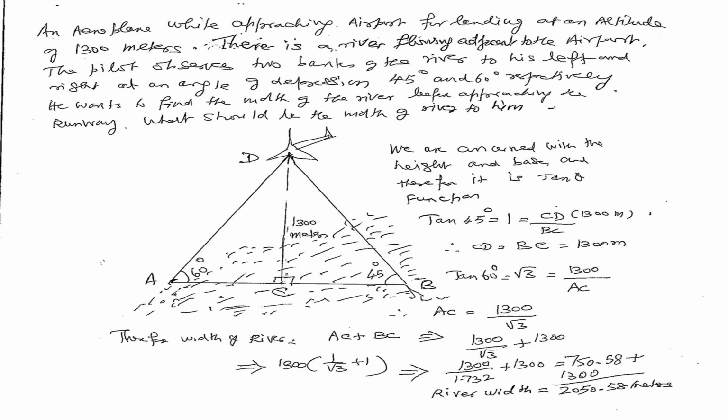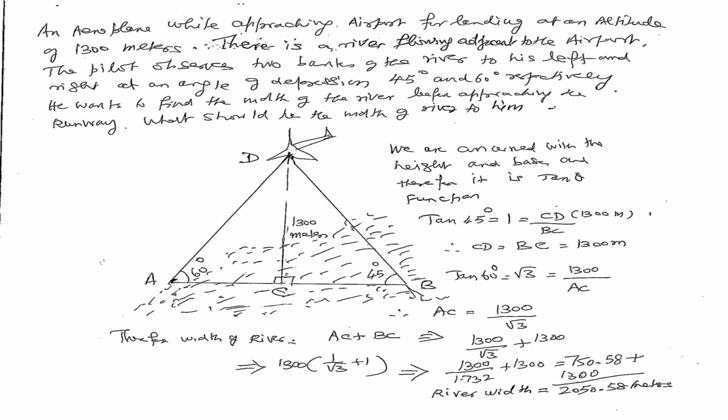We are concerned with the height and base, and therefore it is the tan theta function. Tan 45 degrees is equal to 1. Therefore, CD by BC is equal to 1. Therefore, CD is equal to BC, which is equal to 1300 meters. Tan 60 degrees is equal to root 3. Therefore, 1300 by AC is root 3, so AC is equal to 1300 by root 3.